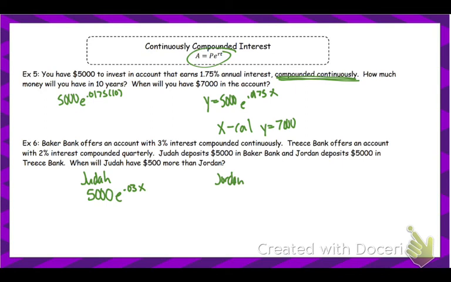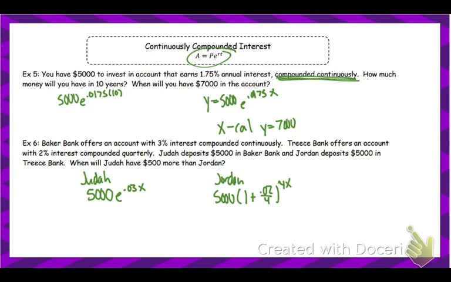Jordan is going to put his money into Treese Bank. So he also has $5,000. It is compounded quarterly with 2% interest. So it doesn't really sound like a good deal. It sounds like Judah's going to be making a little bit more money, but that's okay. He's older. He's wiser. So that would be my equation for Jordan.